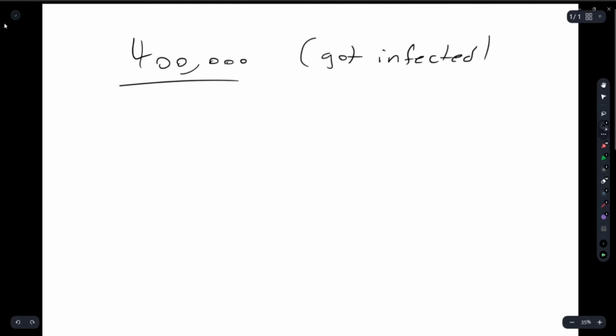Okay, when comparing data, you will be given an experiment and how many times it will be performed. I'll give an example. Let's say a pandemic spread and 400,000 people got infected. So, out of the 400,000 people that got infected, only 200 suffered severe symptoms.